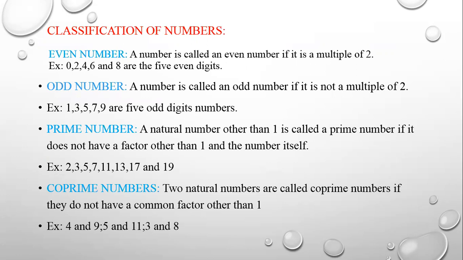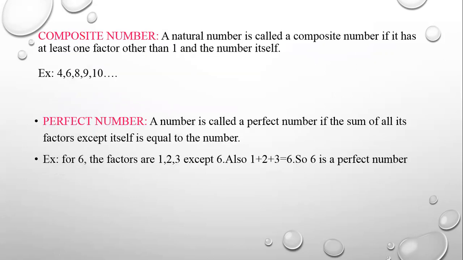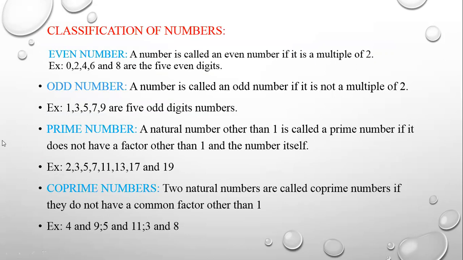Next, we move on to the classification of numbers. How can we classify the numbers? Numbers are classified as even numbers, odd numbers, prime numbers, co-prime numbers, composite numbers, and perfect numbers. So let us see them one by one.